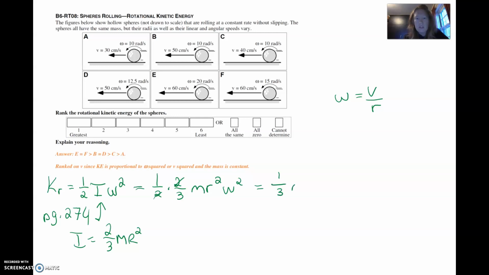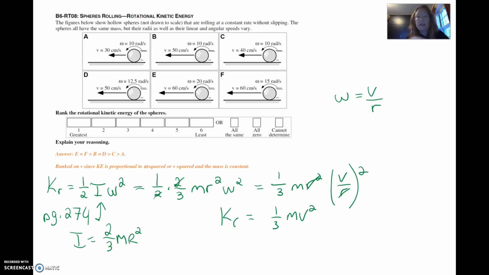That doesn't matter. It's just not changing. So I have r squared here. I have the quantity v over r, squared. Great. Then I'm going to get that the rotational kinetic energy is 1/3. The r squareds are going to cancel, and I'm going to have mv squared. That gets it in terms of v, and without the r, which I hadn't solved before.